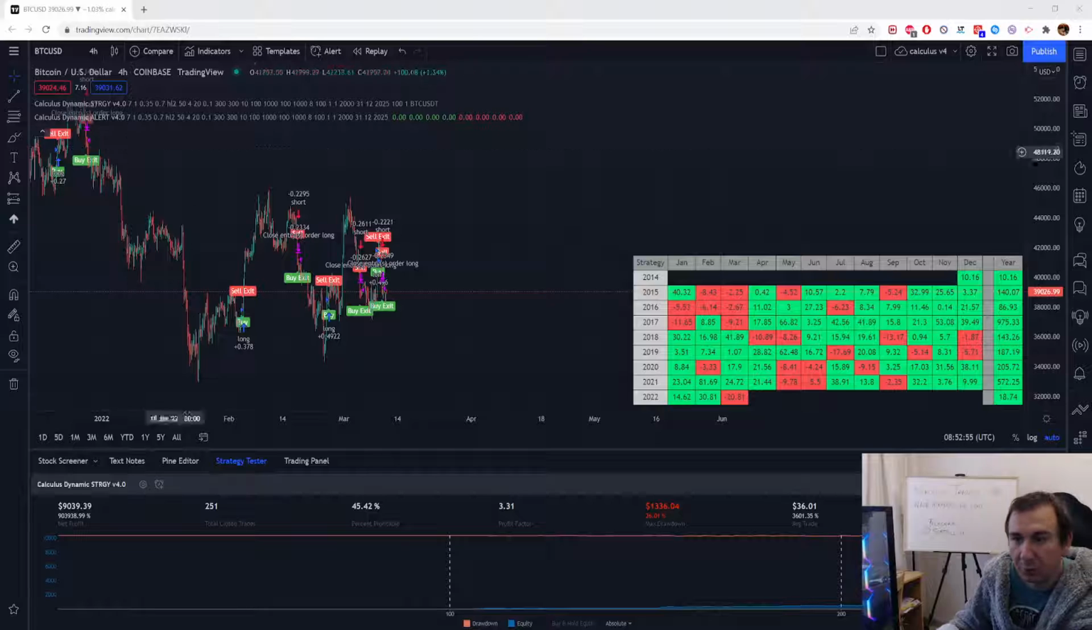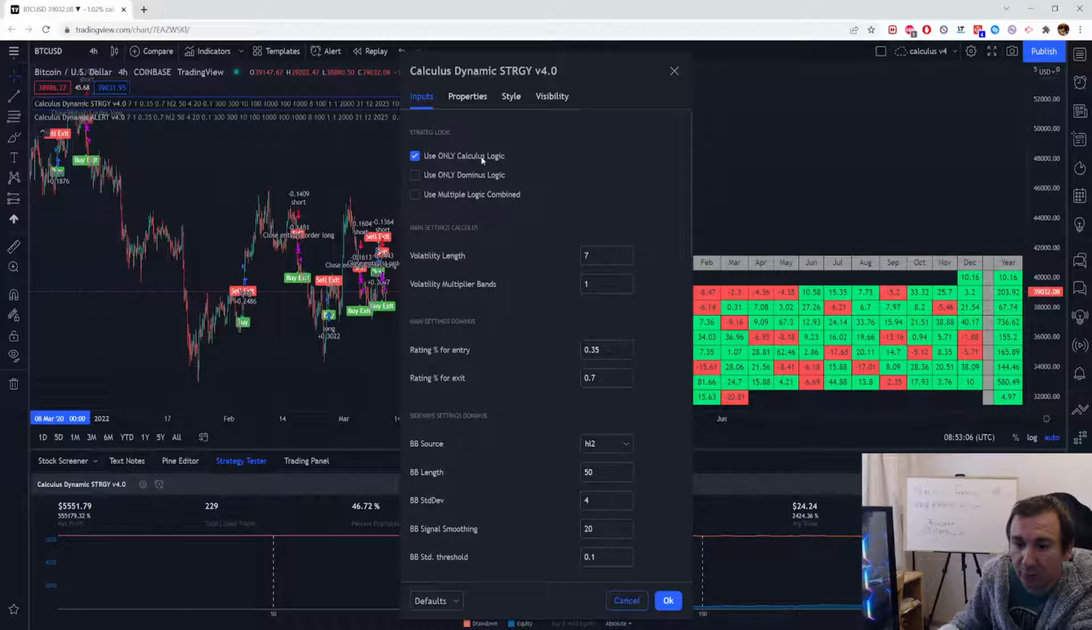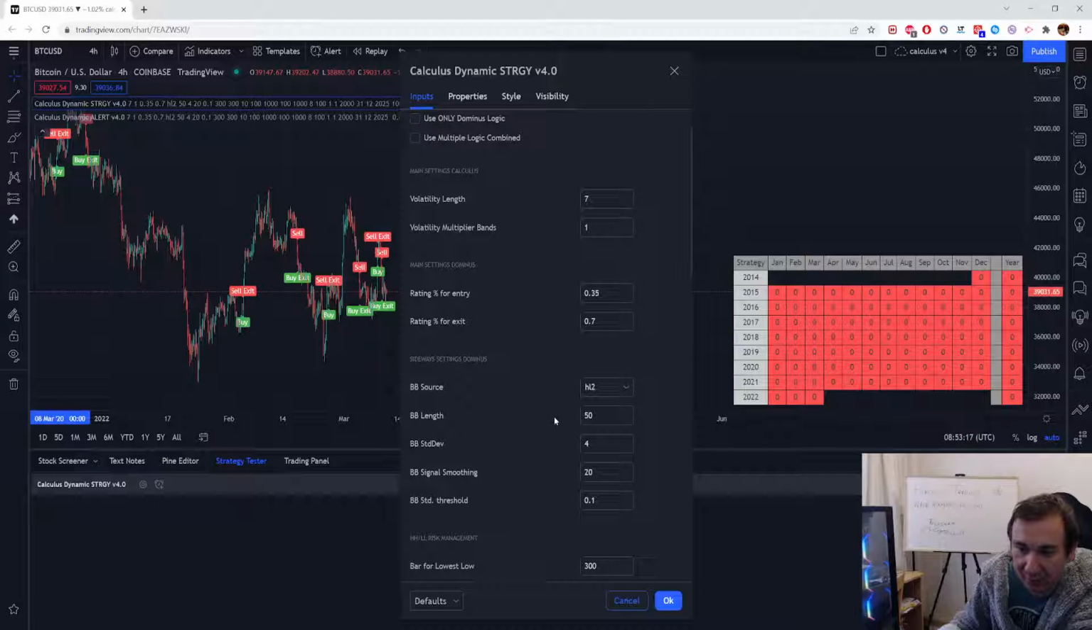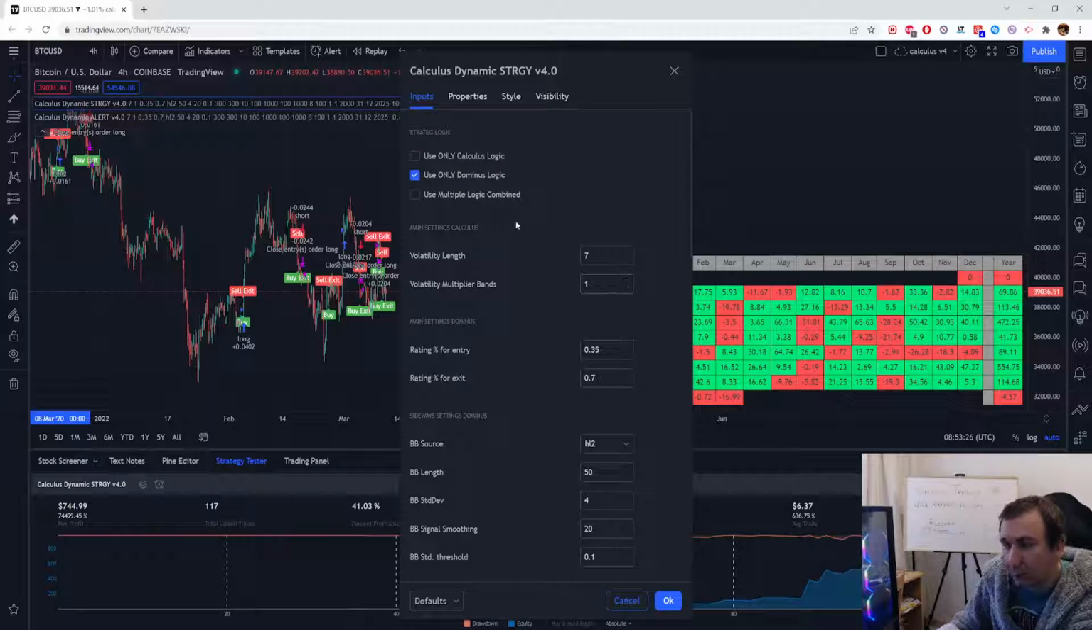So yeah, let's get on with it. In this case, we can see that now at the same time we are going to have two logics in one. If you want to use just Calculus, you can do it just like before. You are going to use the Calculus logic only. If you want to use Dominus, from Dominus I only took the main important parts, which are the moving average, the oscillator reading and the sideways, and for the sideways I took the Bollinger Bands, but it's the modified version that I have. So in this case, for example, you can go with only the Dominus settings.